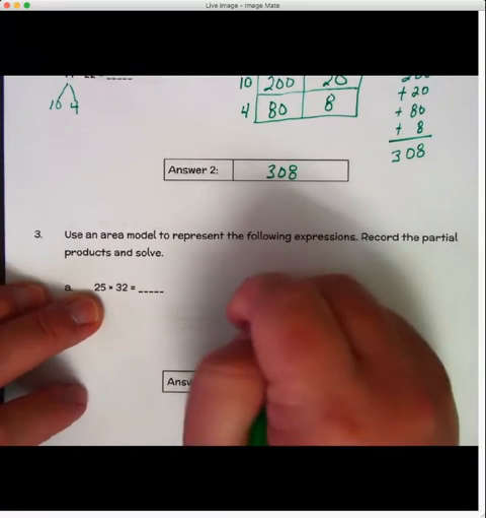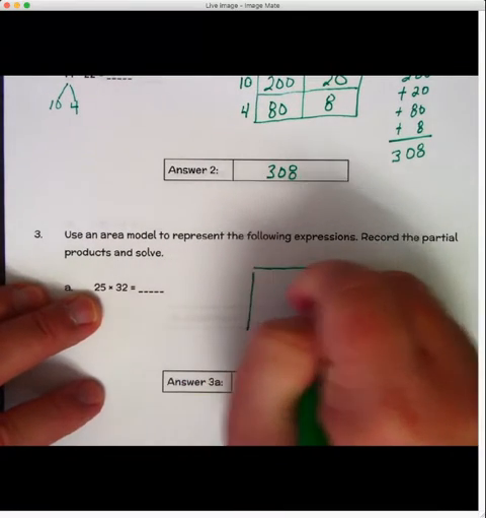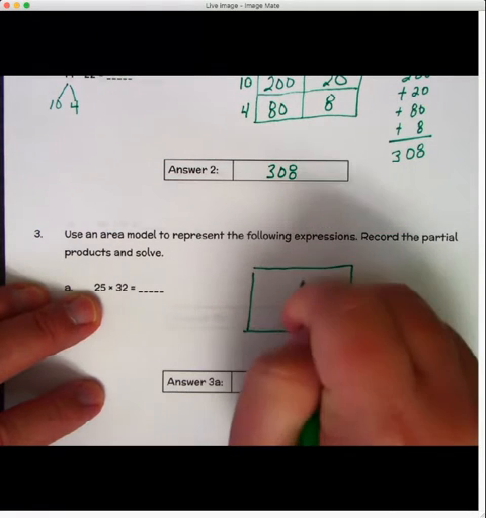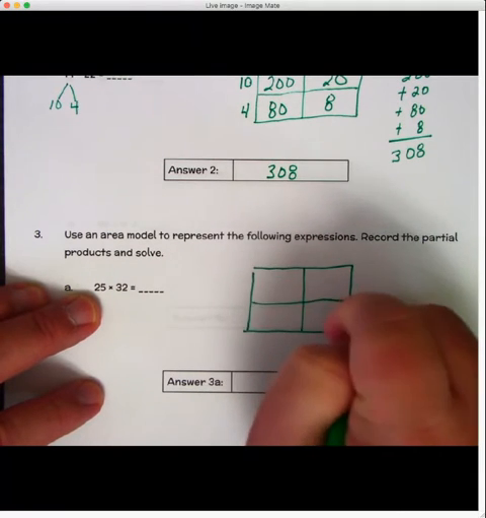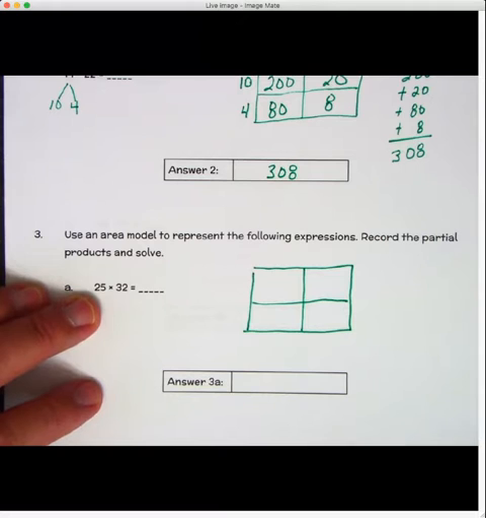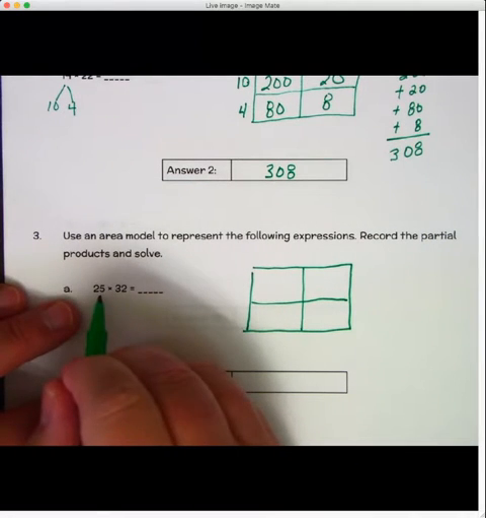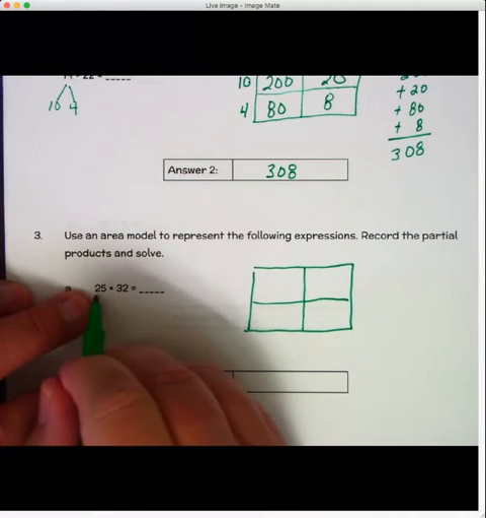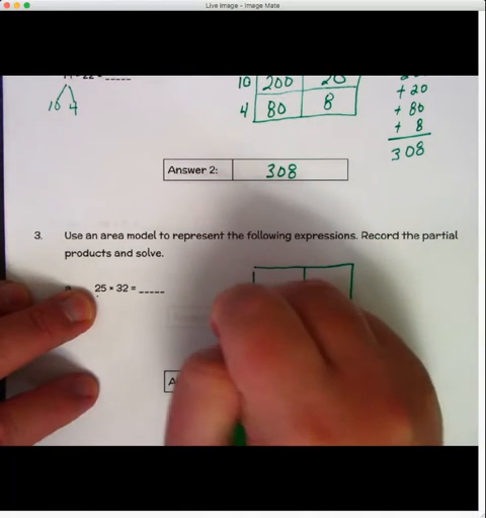So now we're going to do the next one. 25 times 32. Let's draw our box. Again, just make sure you have 4 boxes in it. And then we're going to break apart our numbers. I'm not going to draw it out this time over here. Let's just put our 2 tens would be 20.